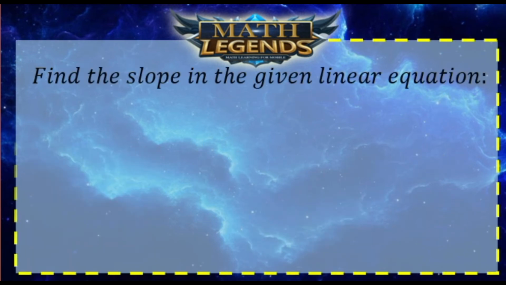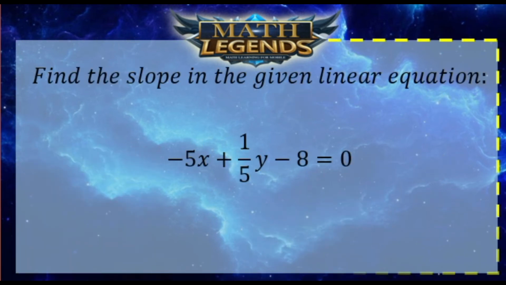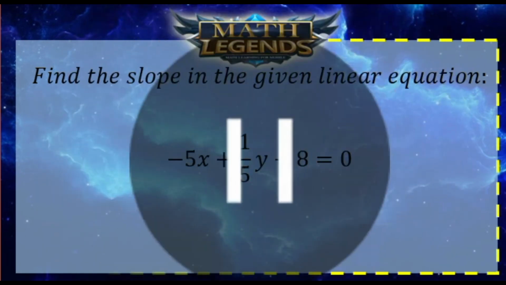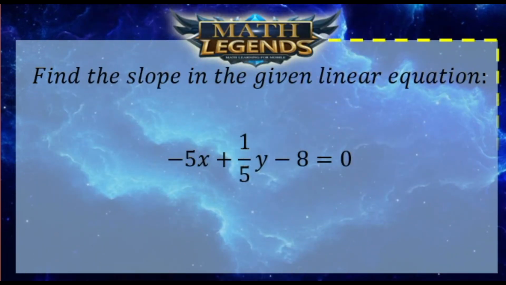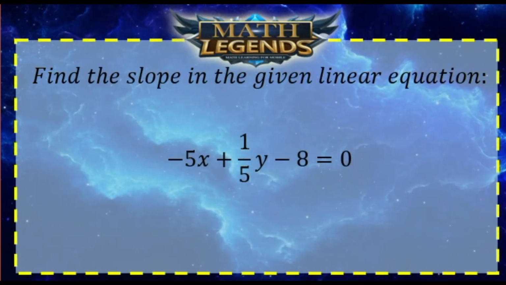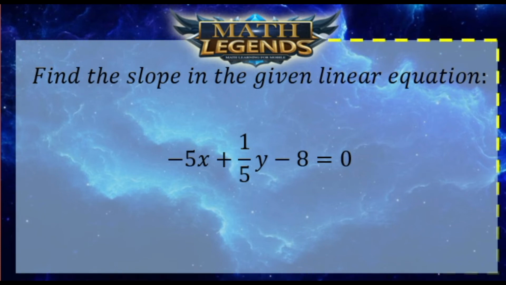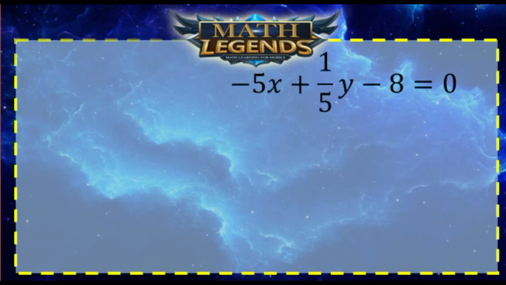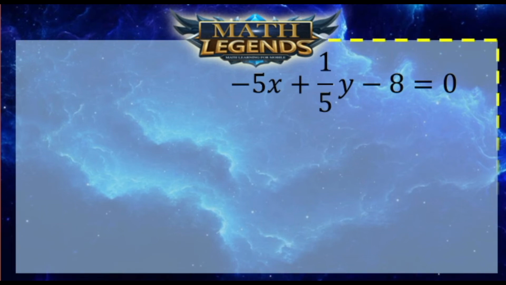Now, find the slope in the given linear equation: negative 5x plus 1 over 5y minus 8 is equal to 0. Kindly pause this video and try to answer this. Let us try to find out. We have here negative 5x plus 1 over 5y minus 8 is equal to 0.